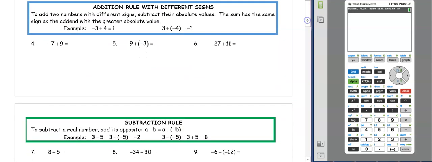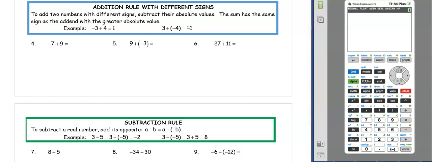Now, what happens when we add with different signs? When we have different signs, one is going to be positive and one is going to be negative. To add two numbers with different signs, subtract their absolute values. The sum has the same sign as the addend with the greater absolute value. For example, we have negative 3 plus 4. Well, we can just do 4 minus 3, which is 1, and it stays positive because 4 is larger. Here, we have 3 plus negative 4, so 3 minus 4 would get us negative 1. And it's negative because 4 is the larger number with the negative sign.